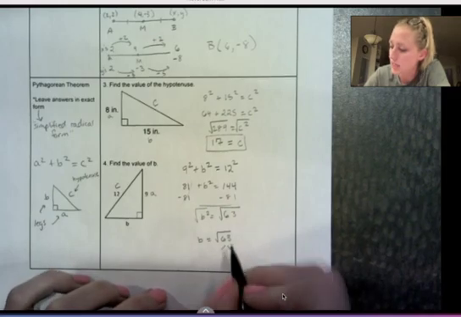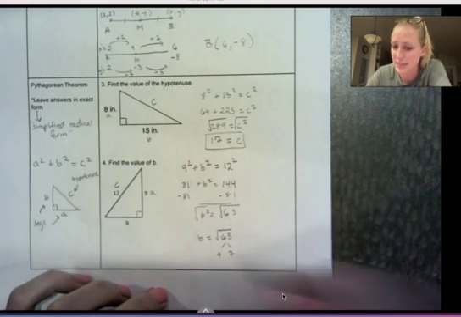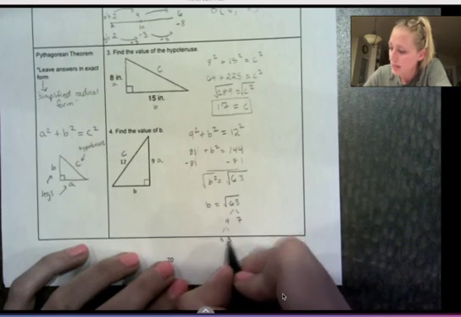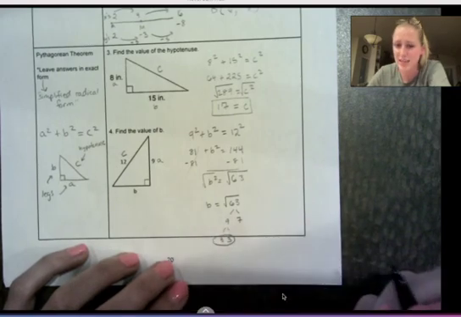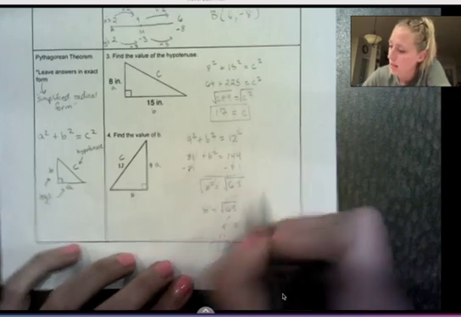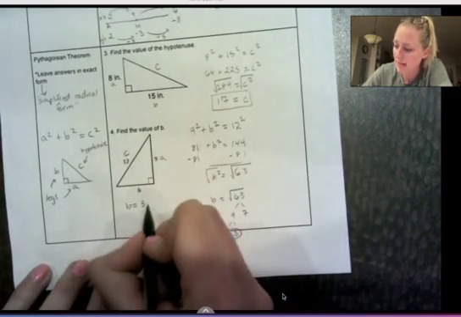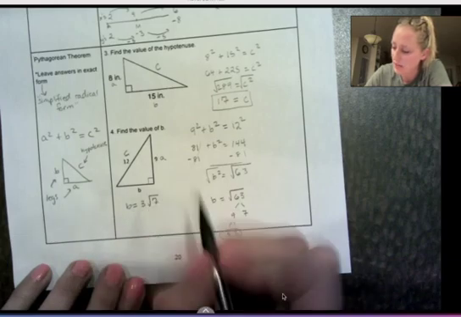So 63, I could break into 9 times 7. 9, I can go further to 3 and 3. There's a pair. 7, I can't break down further. So B, in its exact form, 3 is out front, and the 7 is underneath.